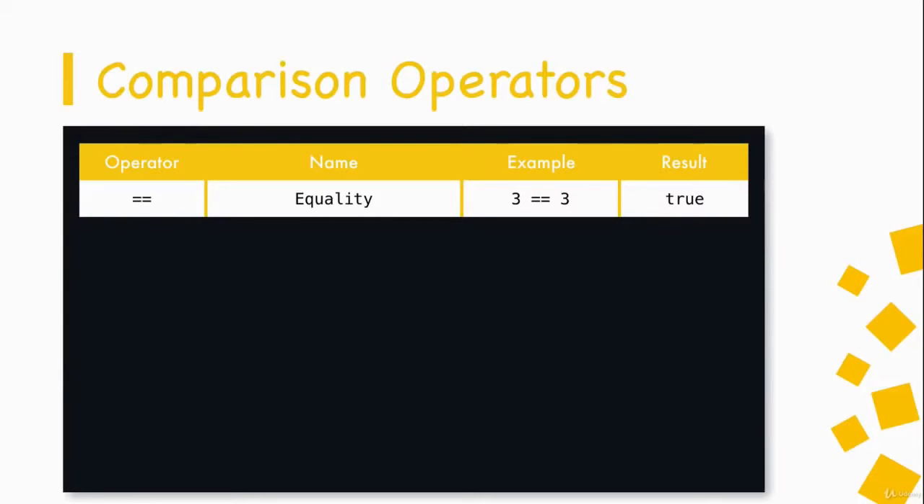So in this example, we have 3 == 3, which means 3 is equal to 3. And of course, we know that 3 is indeed equal to 3. That's why the result returns true. But if we wrote 3 == 4 or anything other than 3, then it would have been false.